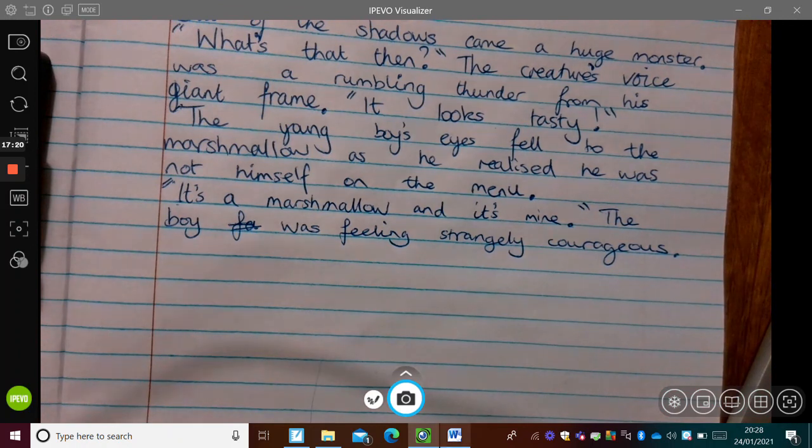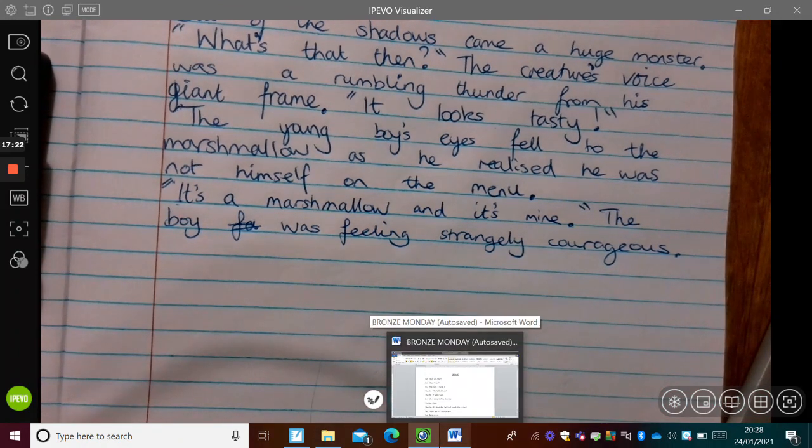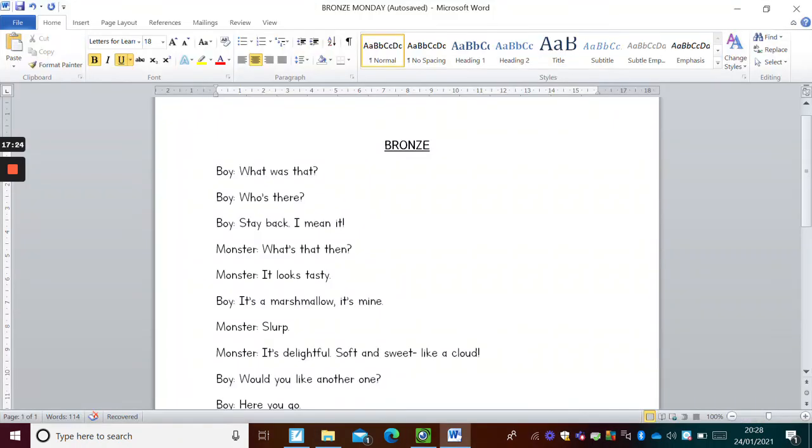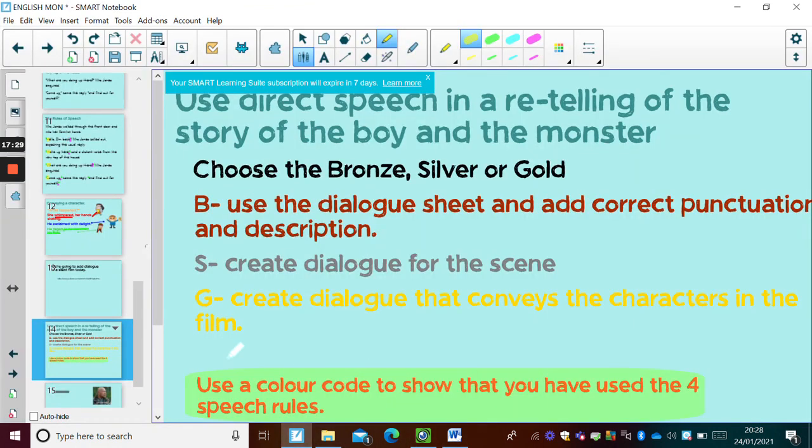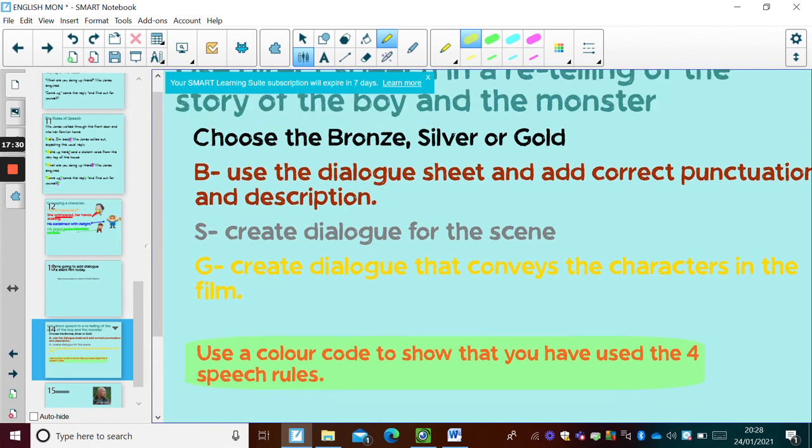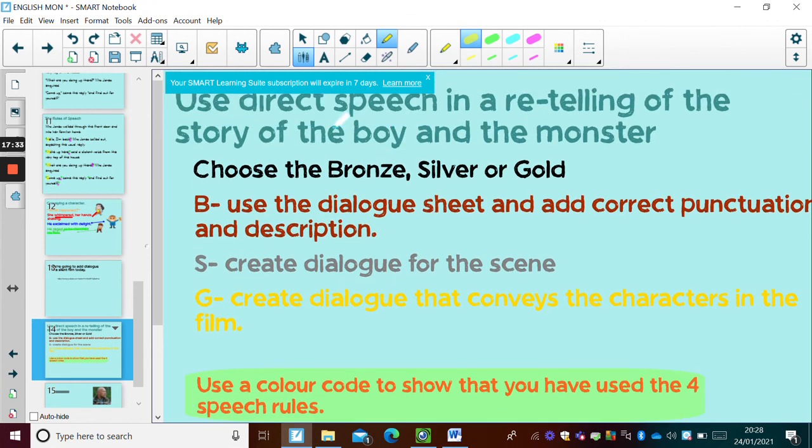Now, you don't need to finish the story, don't need to tell the whole story, just aim to use maybe 10 pieces of speech, something like that. Okay, so that's our aim for today. We're going to use direct speech in the retelling of the story. Okay, I hope it goes well, and I'll see you back here tomorrow.